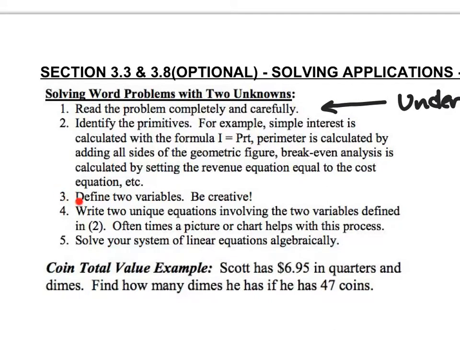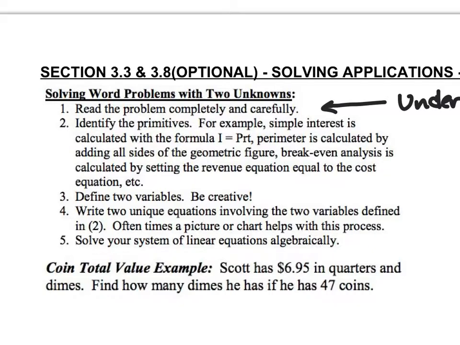The third one is the most important one, and that's to define two variables. You can be creative with this. Usually we use x and y, but we might be able to use something else. Then we have to write two unique equations involving the two variables defined in section 2. Oftentimes a picture or chart helps with this process. And then we solve our system of linear equations algebraically.